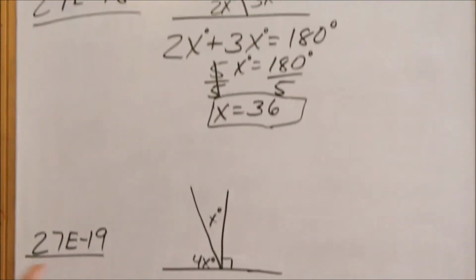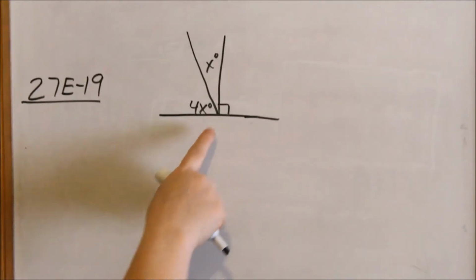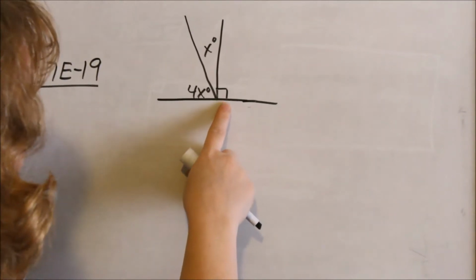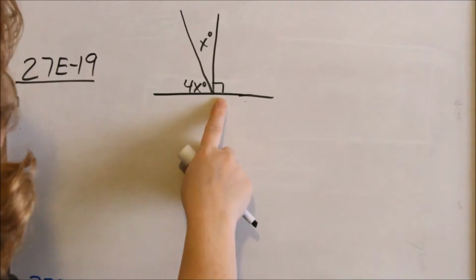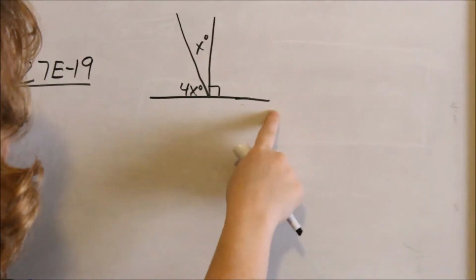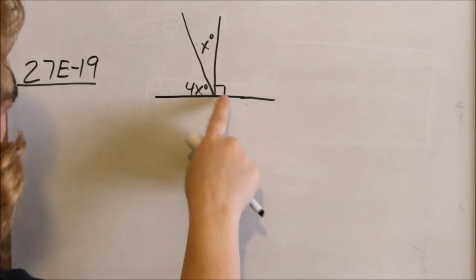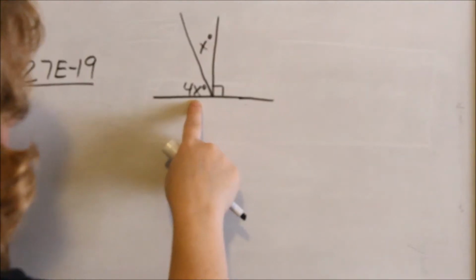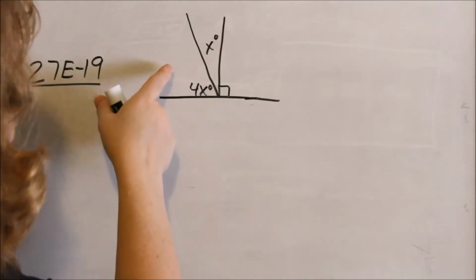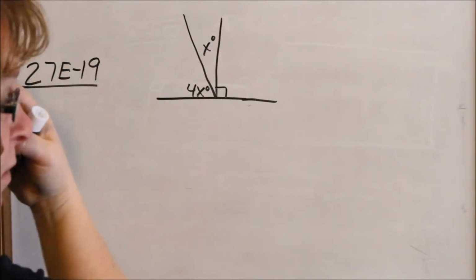Okay, let's look at 27E19. You've got this figure right here. I'm told on the right-hand side that this is a right angle, and that this is a straight line, which they do show it is. So if this is a right angle, then over here is also a right angle. So you know that these two angles are complementary angles.